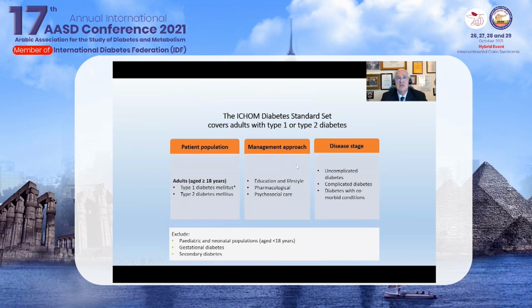So the ICHOM standard set covers adults with type 1 and type 2 diabetes. The pediatric and neonatal population aged below 18 years, gestational diabetes, and secondary diabetes are excluded because they have specific conditions that require attention separately. The management approach covers education and lifestyle, pharmacological and psychosocial care. The stages of the disease taken into consideration are uncomplicated diabetes, complicated diabetes, and diabetes with comorbid conditions.